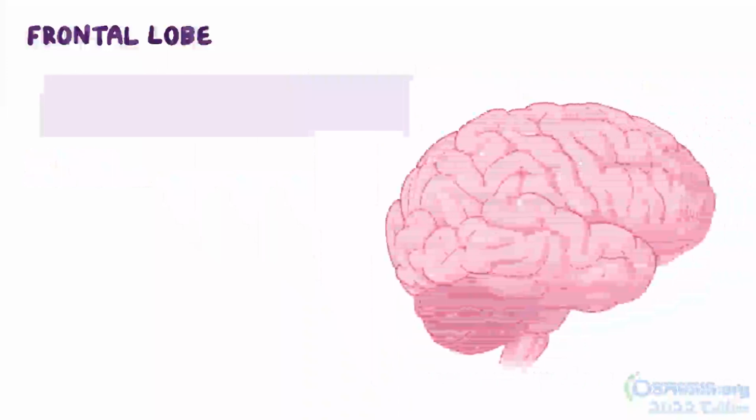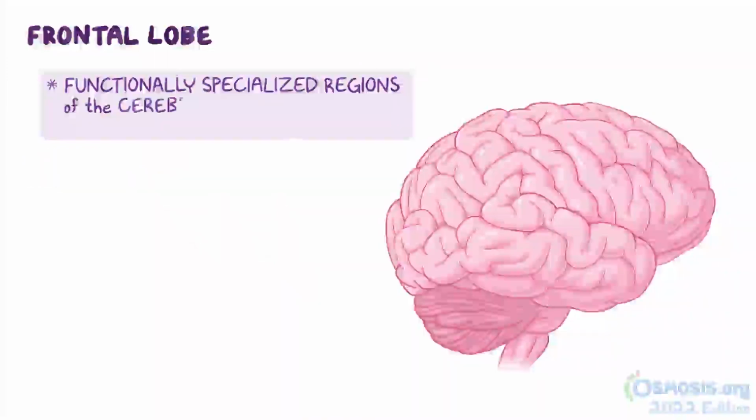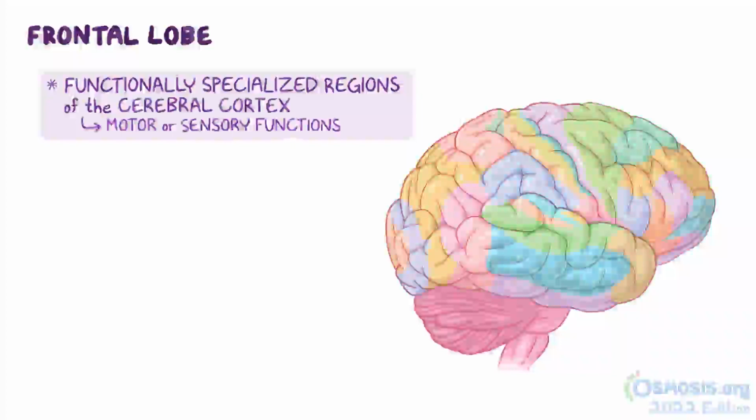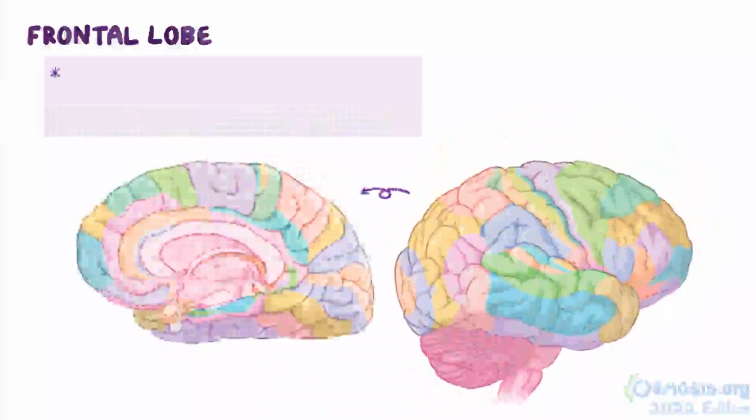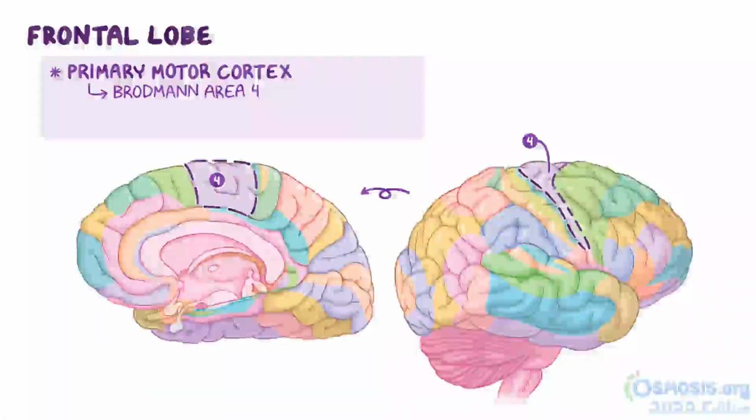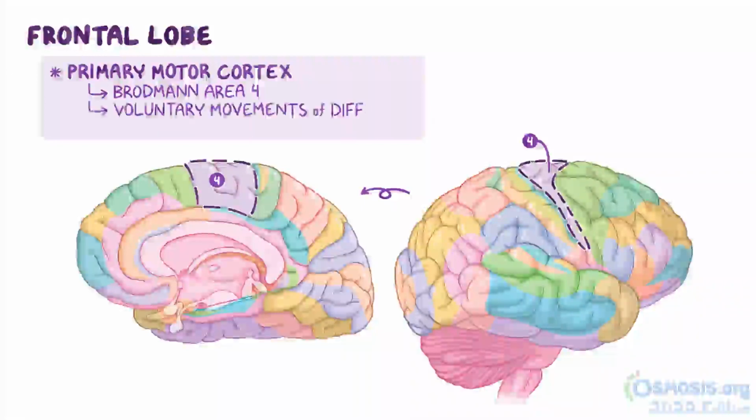By understanding the different anatomical landmarks of the lobes, we can start to identify the different functionally specialized regions of the cerebral cortex. For example, the regions of our cortex that are responsible for controlling motor or sensory functions that assist with our everyday lives. When considering the functional areas of the frontal lobe, it contains the primary motor cortex, or Brodmann's area 4, that occupies the area of the precentral gyrus and extends over to the medial aspect of the hemisphere as the anterior paracentral lobule. The primary motor cortex houses neurons responsible for carrying out voluntary movements of different parts of our body, mainly to the contralateral or opposite side.